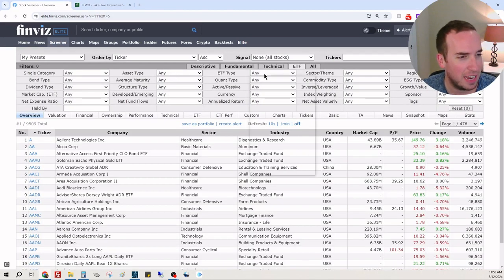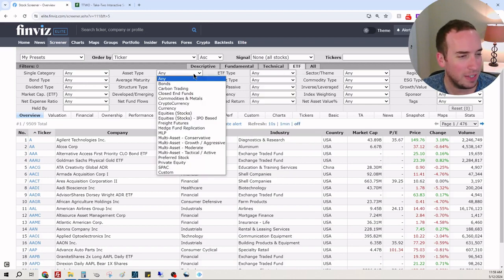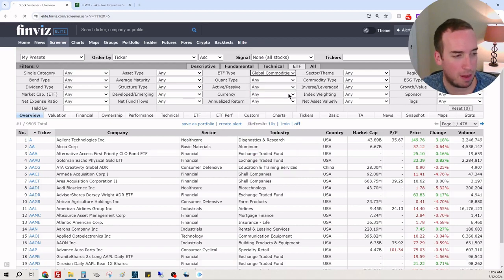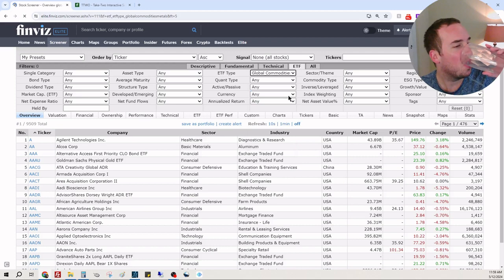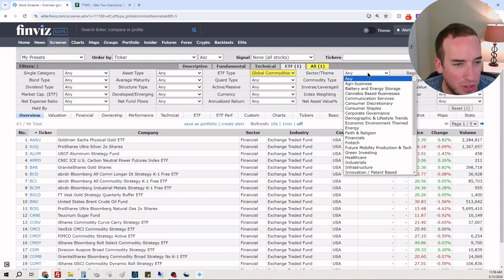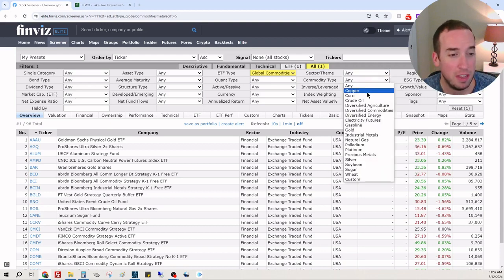And our asset type, global commodities or commodities and metals, asset type, ETF type. I think the ETF type we want is global. What else do we got? Yeah, let's do global commodities and metals. Okay. Sector theme. Oh, cannabis. Commodity type.